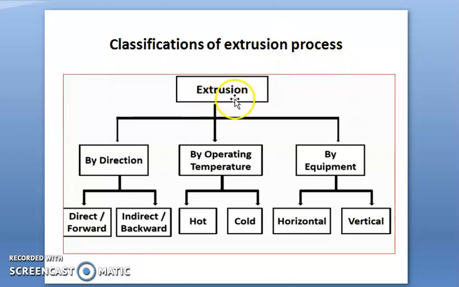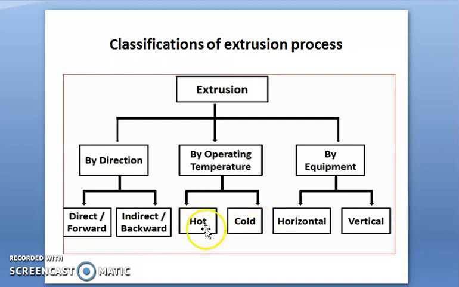Mainly extrusion processes are divided into three categories: by direction of the process, by operating temperature, and by equipment. By direction, we have the direct extrusion process, also called the forward extrusion process, and one more, the indirect or backward extrusion process. With reference to direction, we divide into two types. By operating temperature, we have hot working conditions and cold working conditions.